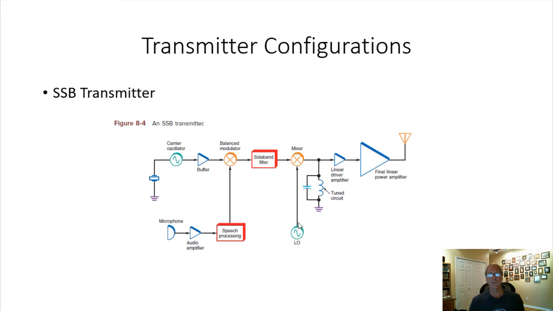This mixer here has this thing called a local oscillator. That's what LO stands for. And again, in a couple of weeks, we're going to talk about this process, so don't worry about that too much right now. But just be aware that an SSB transmitter has this balanced modulator and a sideband filter. You have to get DSB first and then filter everything out.